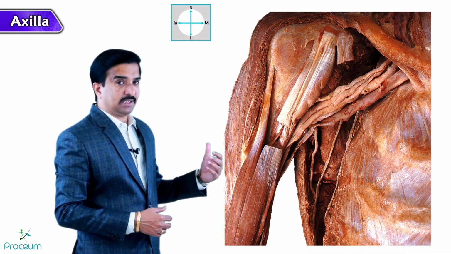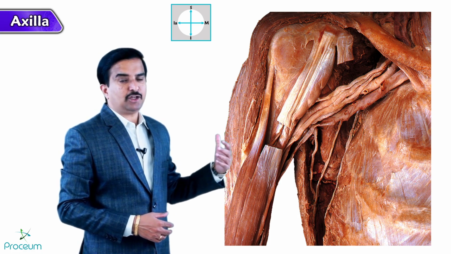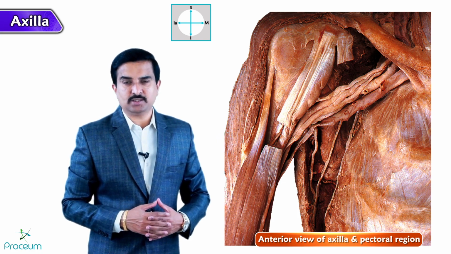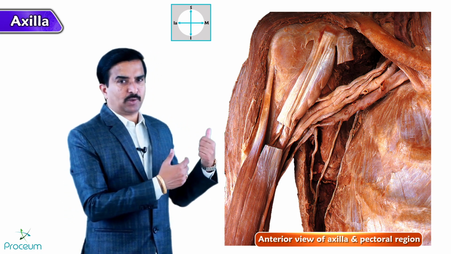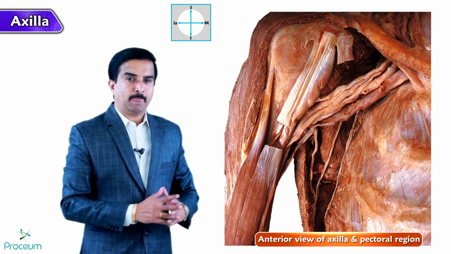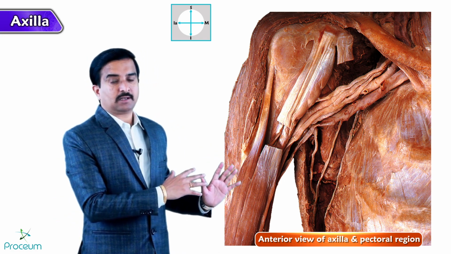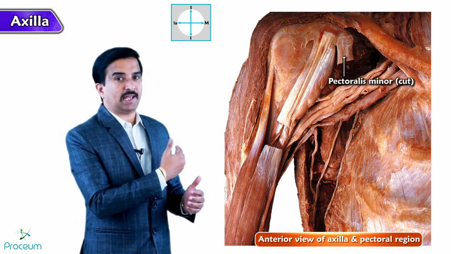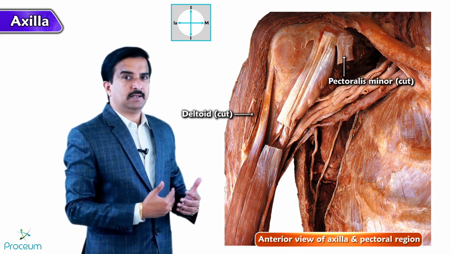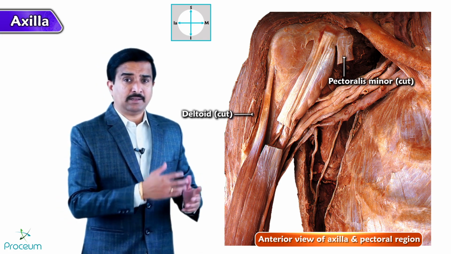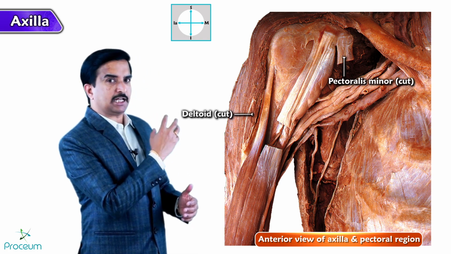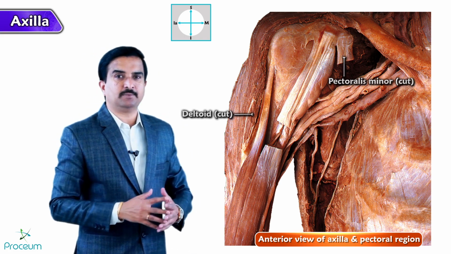The image you can see here is the anterior view of the axilla and the pectoral region, where the pectoralis major and axillary fat are removed. Now we can observe cut ends of the pectoralis minor as well as the deltoid. We could clearly see the borders of these cut sections, and these muscles are partially removed to expose the main contents present in the axilla.